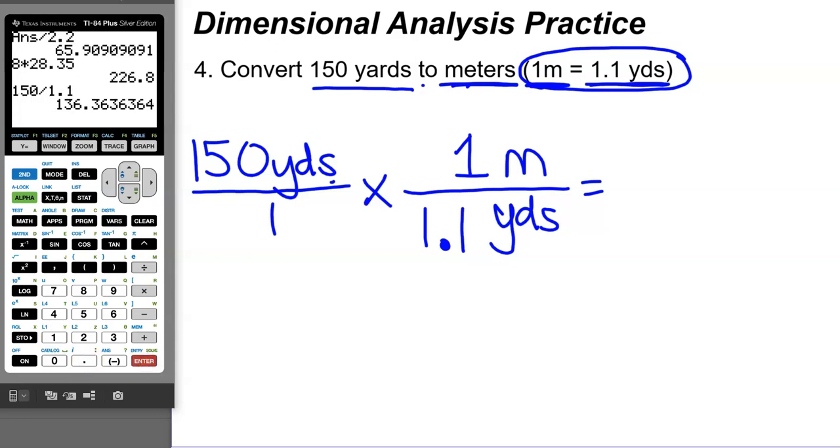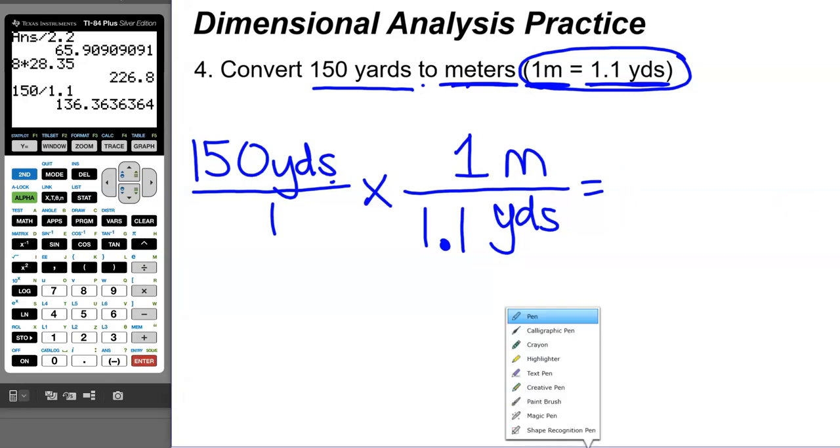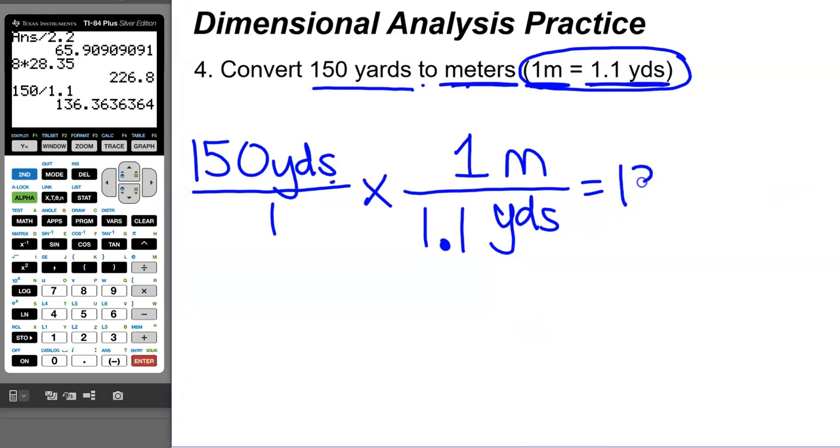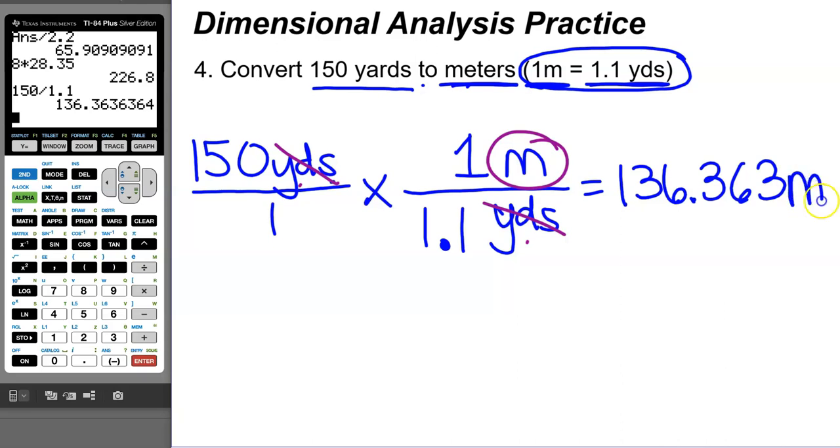150 divided by 1.1 gives us 136.363, and of course we need to figure out our units here. Yards is both in the numerator and the denominator, so those will cancel out. Our unit that is left is our meters, so that will be the unit of our answer.